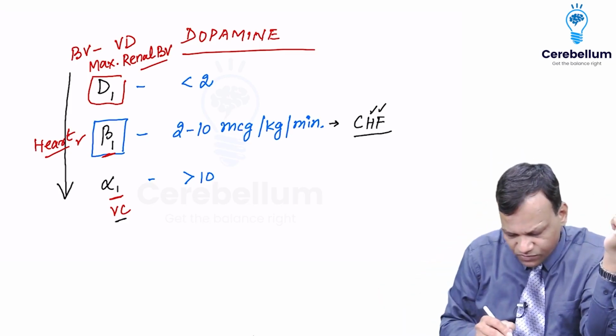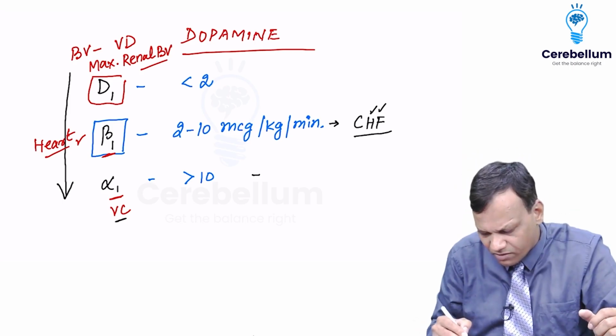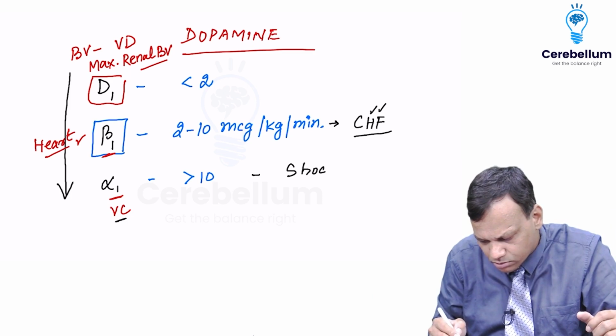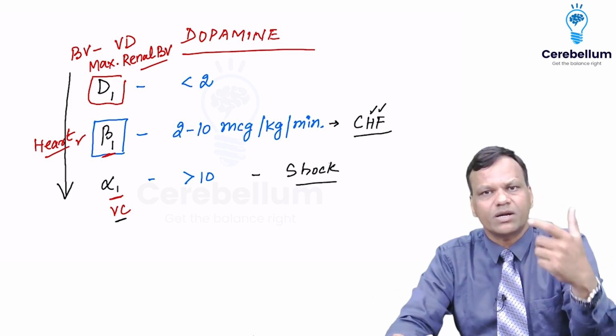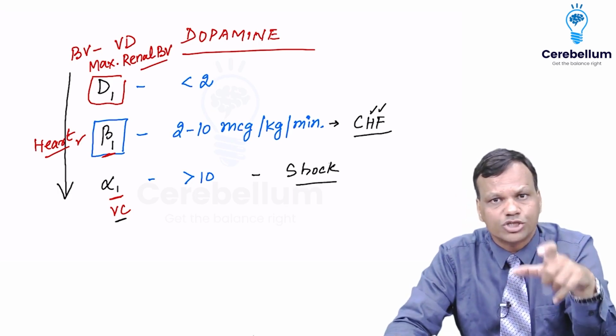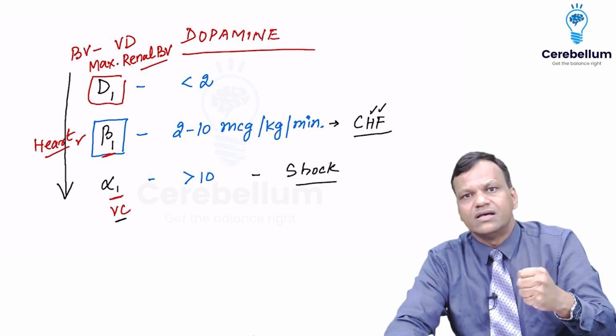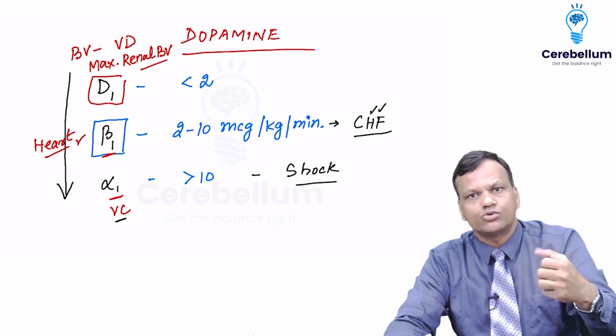Now, dopamine can cause vasoconstriction, and vasoconstriction will increase blood pressure. So we can use dopamine for treatment of shock also. Remember, in shock, we want to increase blood pressure. And another important thing to remember, dopamine is used in shock. Which shock is it used in? Whenever we want to cause vasoconstriction. Like in septic shock, there is vasodilation, we can use dopamine.